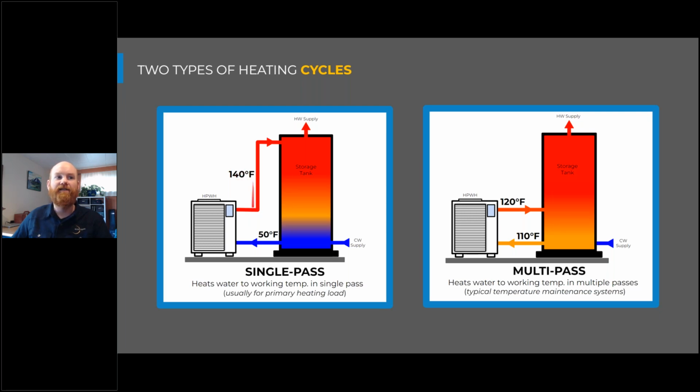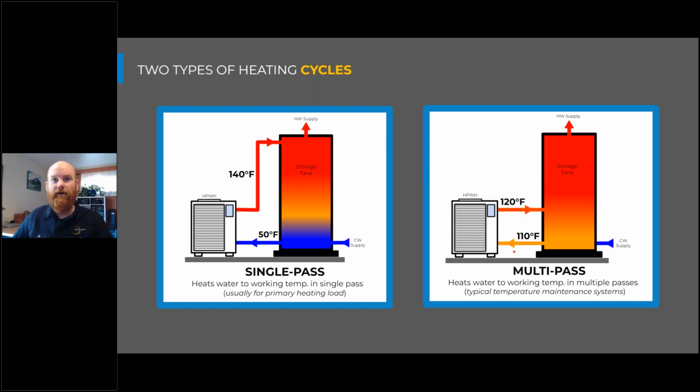So a single pass heat pump water heater is typically more efficient than a multi-pass heat pump water heater. It will also result in a more efficient use of your storage tank and is best suited for the primary heating load. Heating the water that comes in from the city at 50 to 60 degrees and heating that up to above 120 for use in our domestic application.